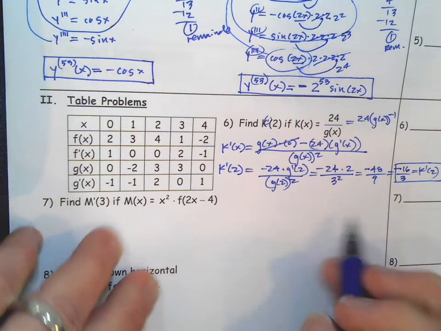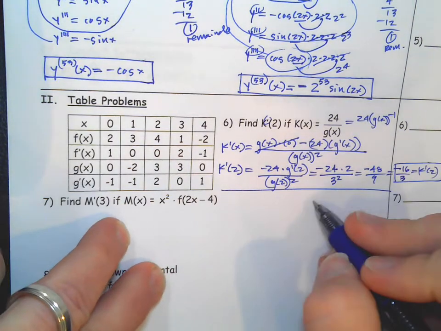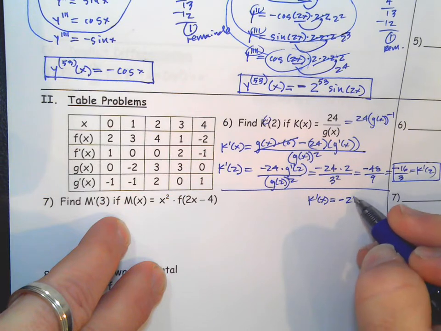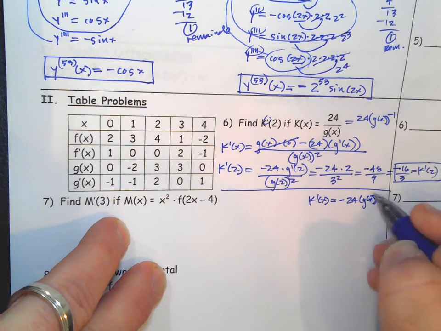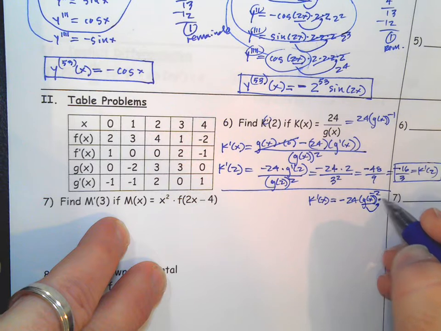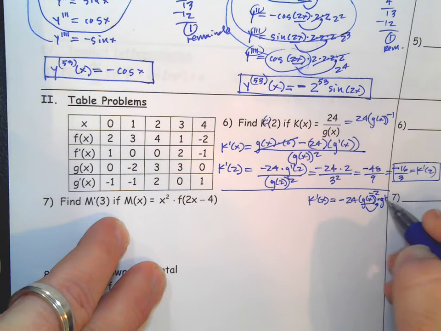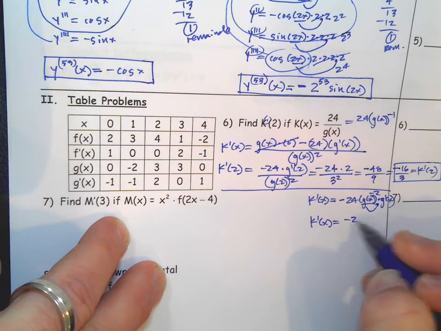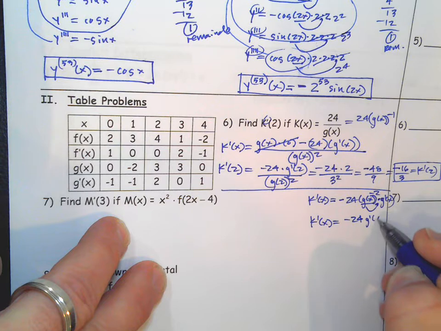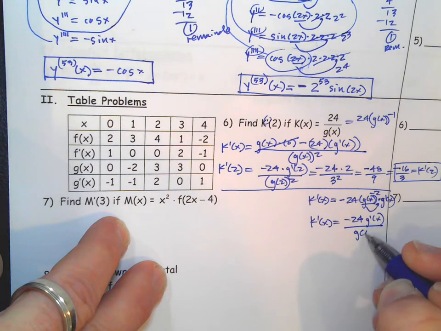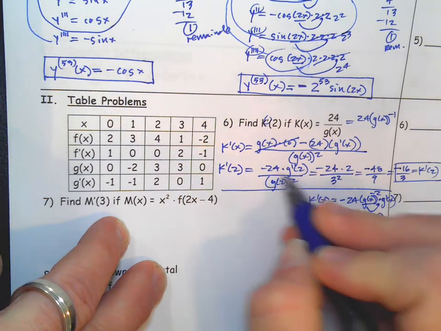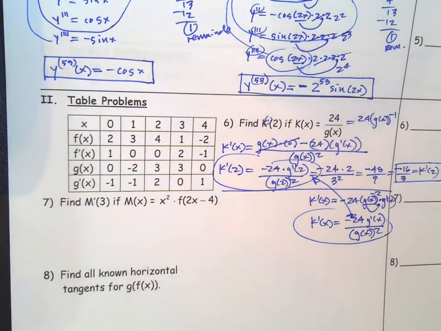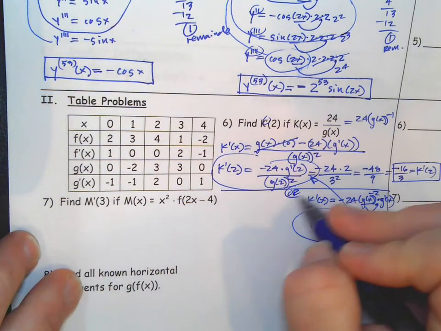Alternatively, we could have done it this way, and so then k prime of x would have been negative 24 g of x to the negative 2 times the derivative of what's inside, g prime x. Now, if we rewrote this nicely, that would give you negative 24 g prime x over g of x squared. Guess what? Same thing, right? So then you get the same answer. So that's an alternative approach.